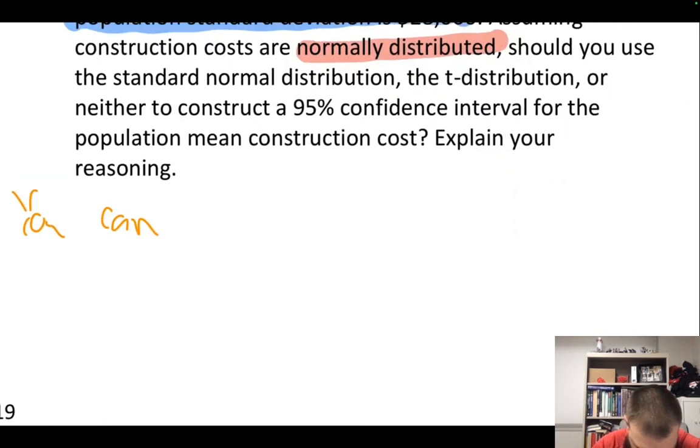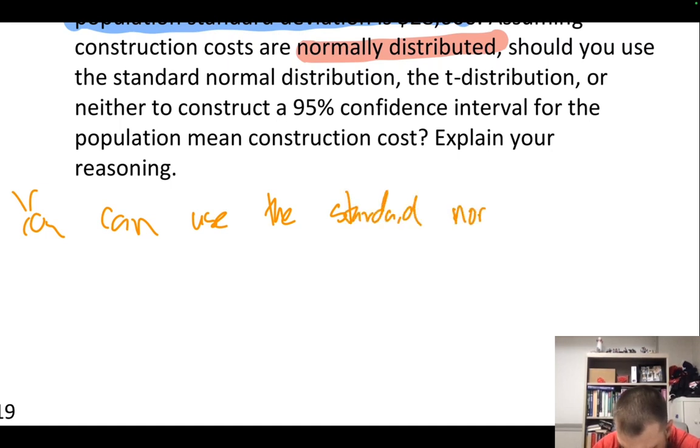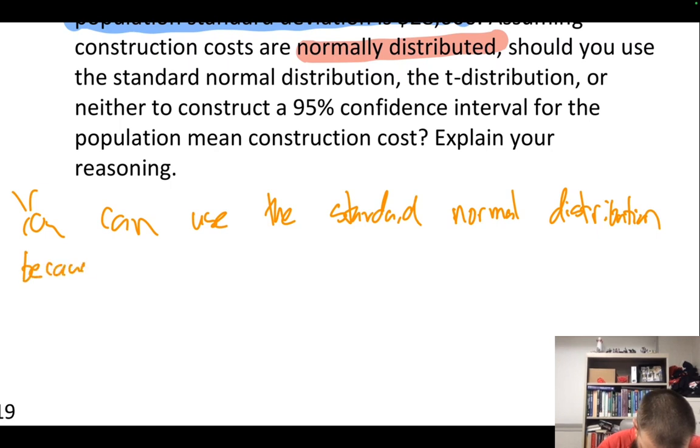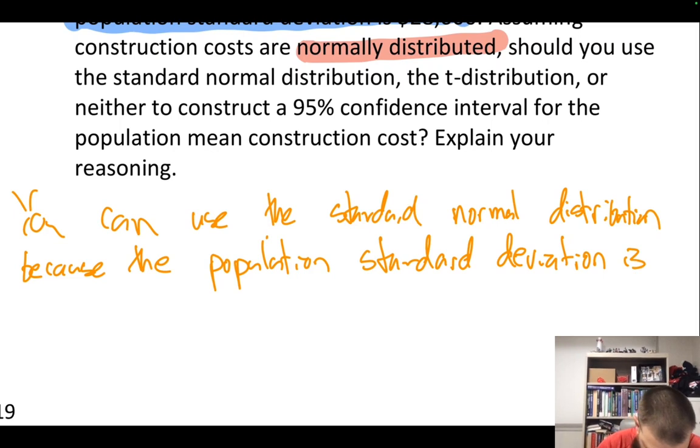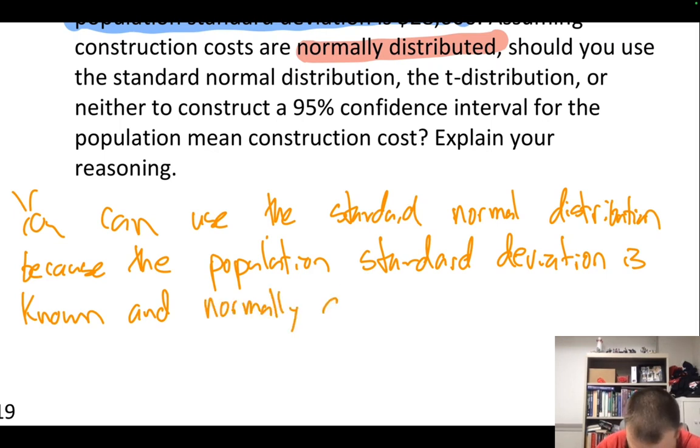You can use the standard normal distribution because the population standard deviation is known and normally distributed.